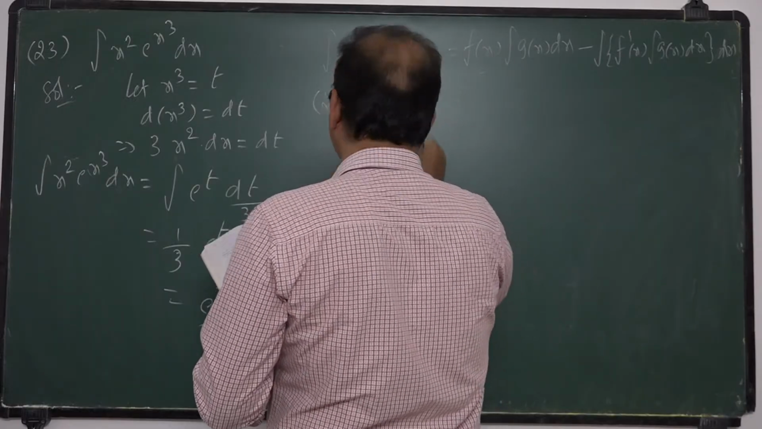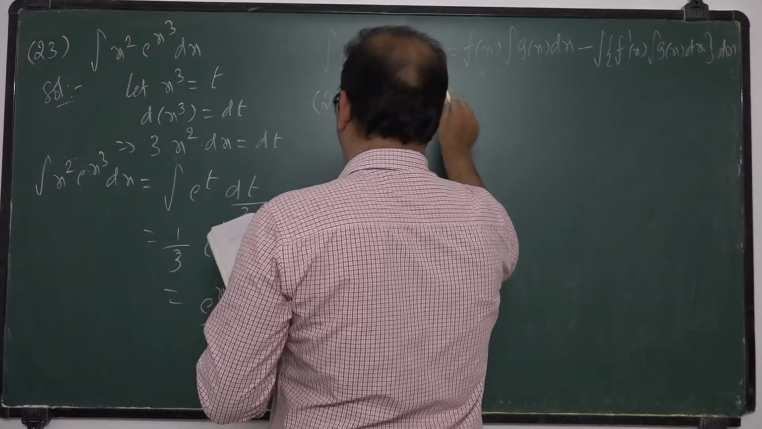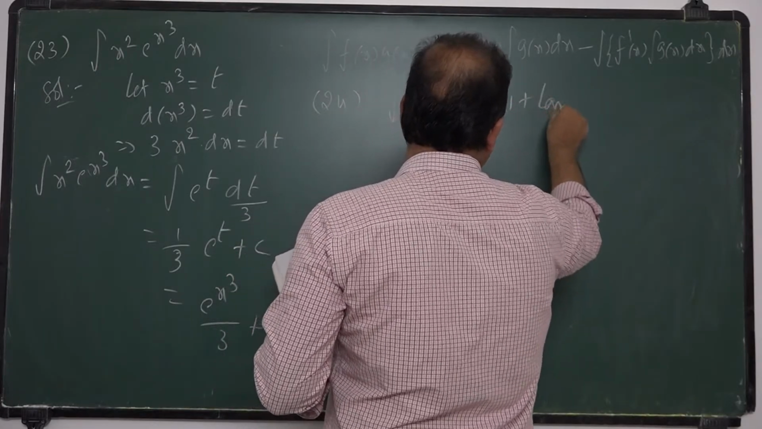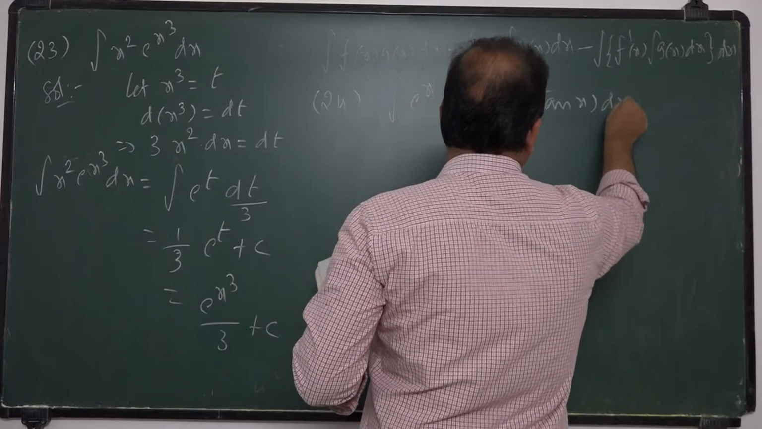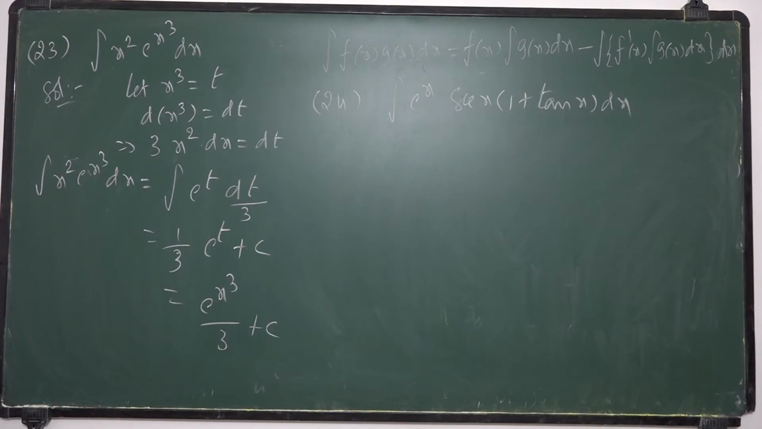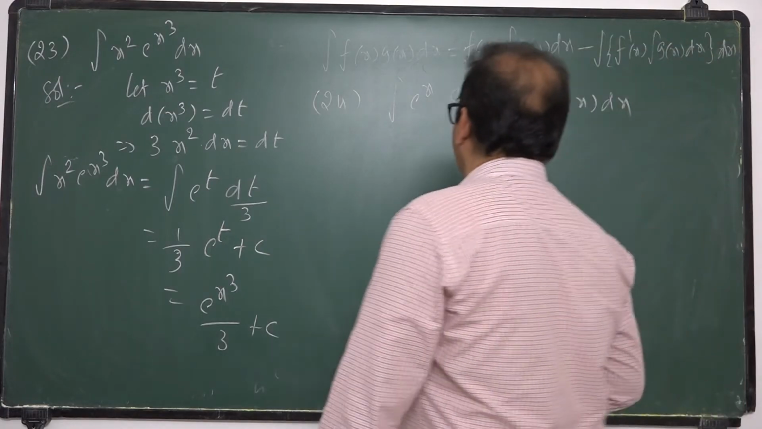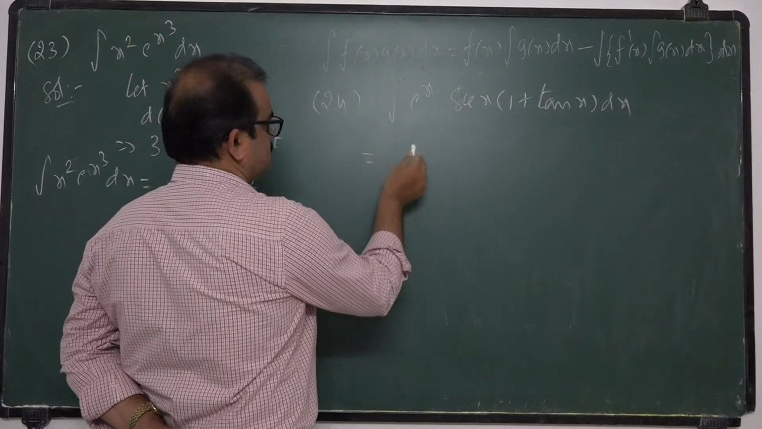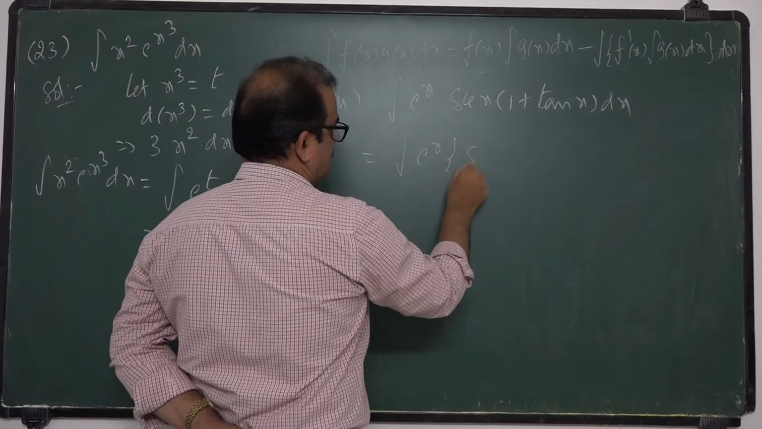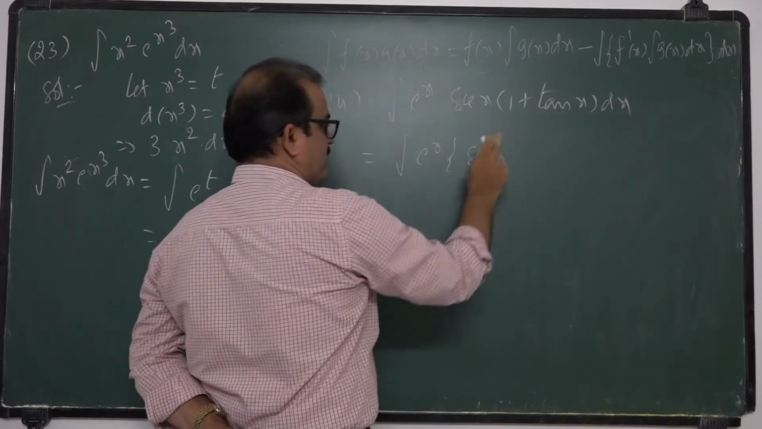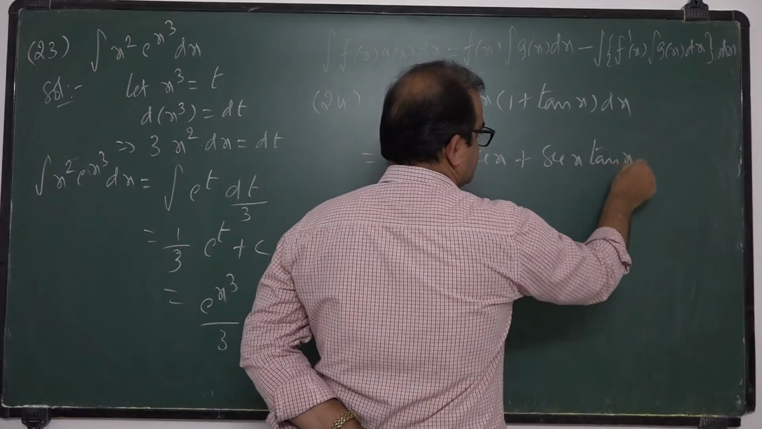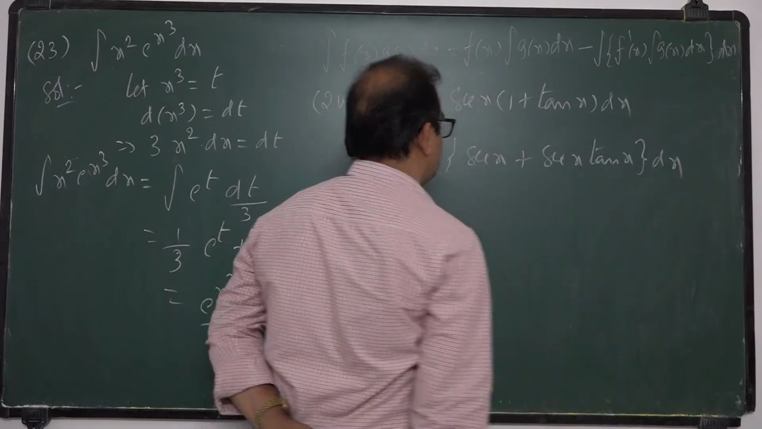Integral of e power x into secant x into 1 plus tan x into dx. Take this secant x into bracket: integral e power x into secant x plus secant x into tan x into dx.